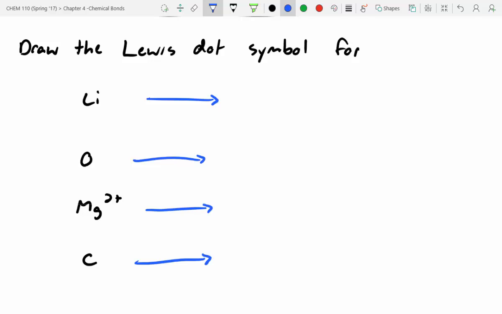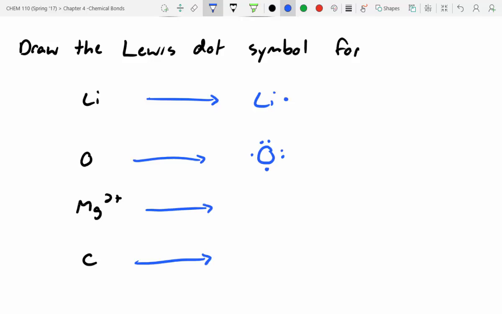So how many valence electrons does lithium normally have? 1. And there's no charge. So how many valence electrons does it have? It's got to have 1, right? So this one's easy. Lithium dot. Easy enough. Oxygen normally has how many valence? 6. There's no charge, so they all have to be included. So I'll go oxygen 1, 2, 3, 4, 5, 6.